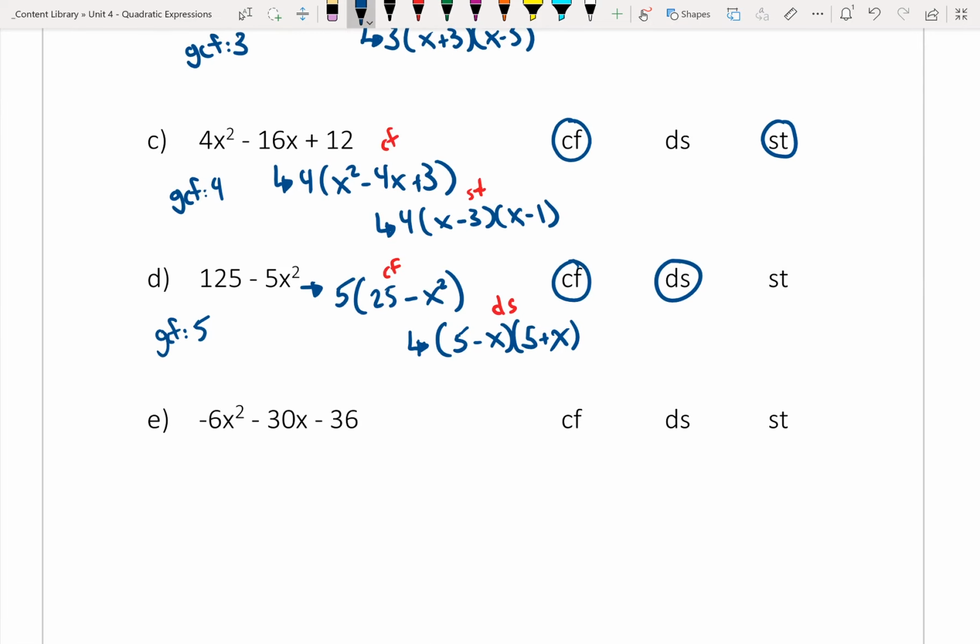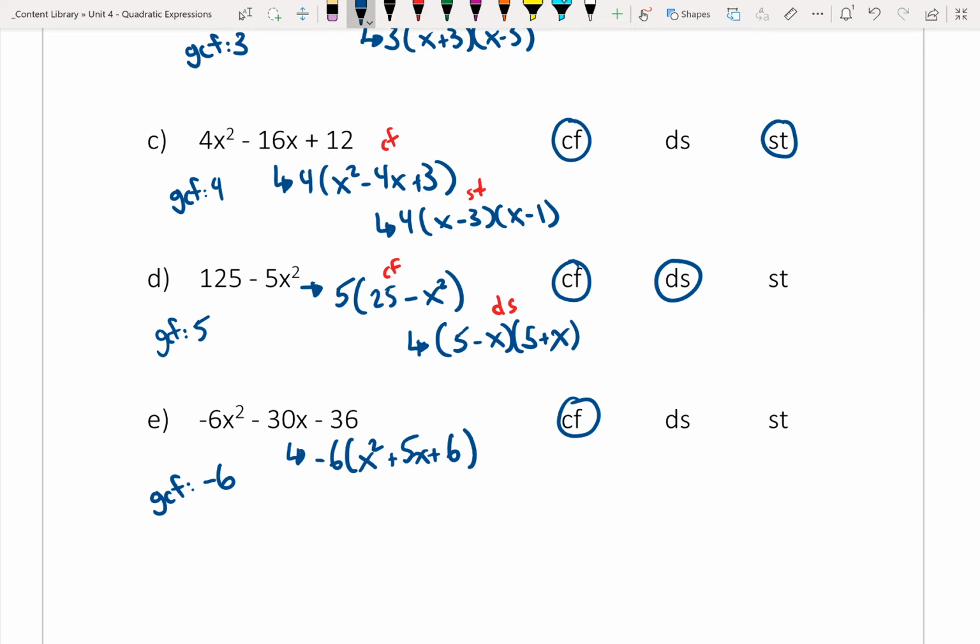And lastly, E. Again, there's 3 terms here, so there's a good chance it's simple trinomials, but it doesn't quite look like that because I have a number in front of the x squared first. So there's a good chance I have to common factor. Again, you always want to look to see if you can common factor first. So in this case, the greatest common factor is -6. So that means when I factor this, the -6 comes out. Everything on the inside gets divided by -6. So I'm left with x squared plus 5x plus 6.